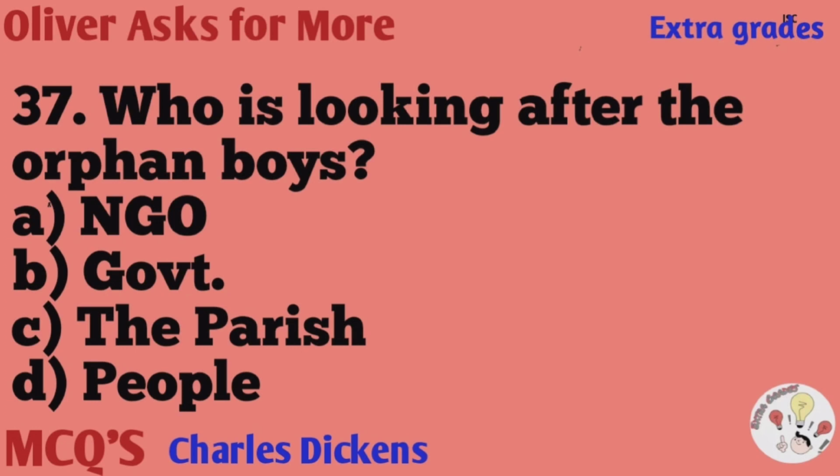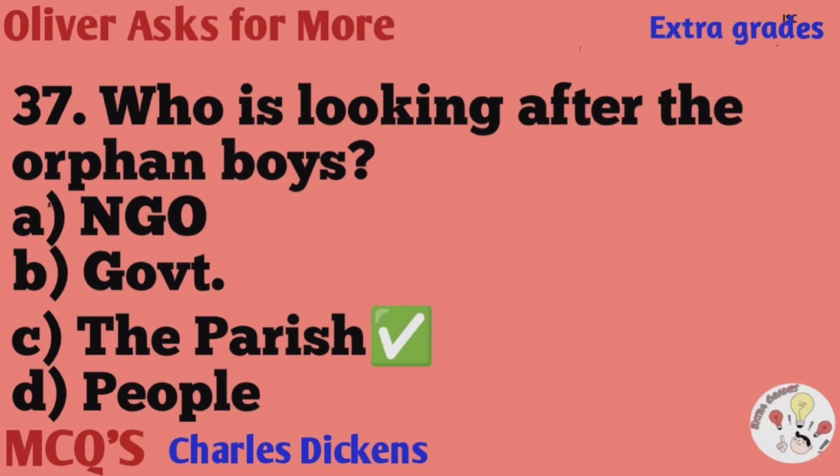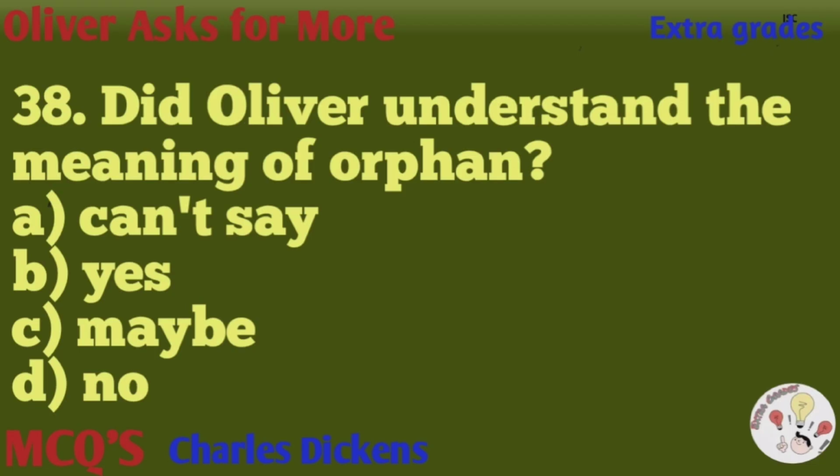Question number 37. Who is looking after the orphan boys? And the options are A. NGO. B. Government. C. The parish. D. People. And the correct option is C. The parish.